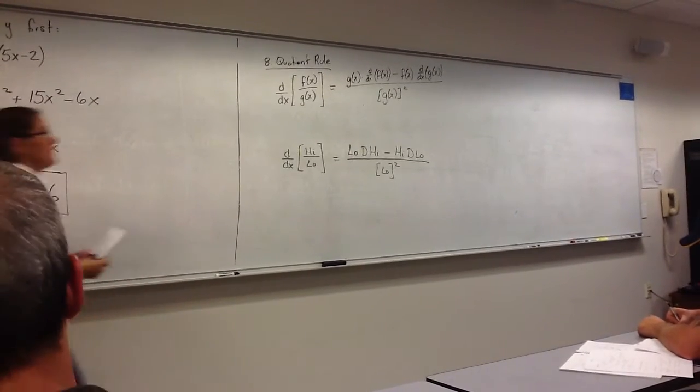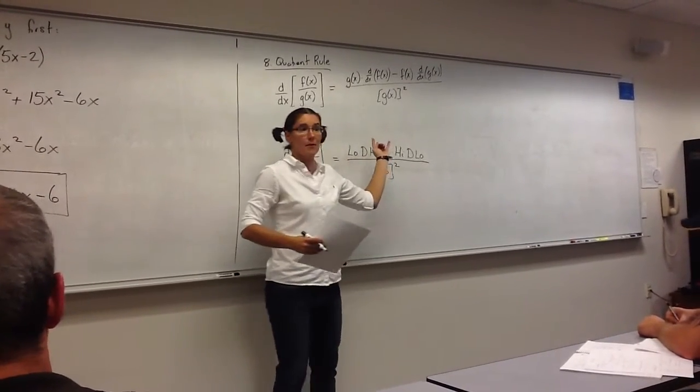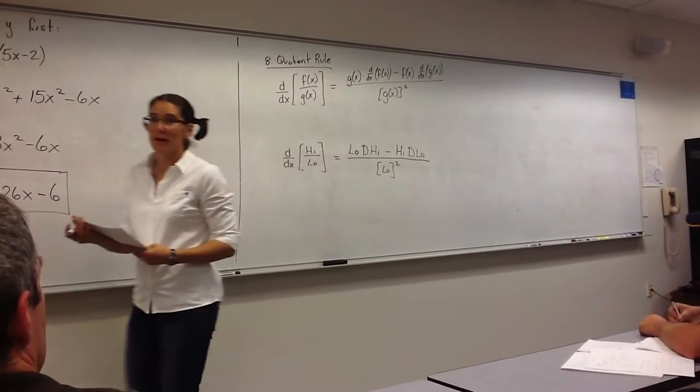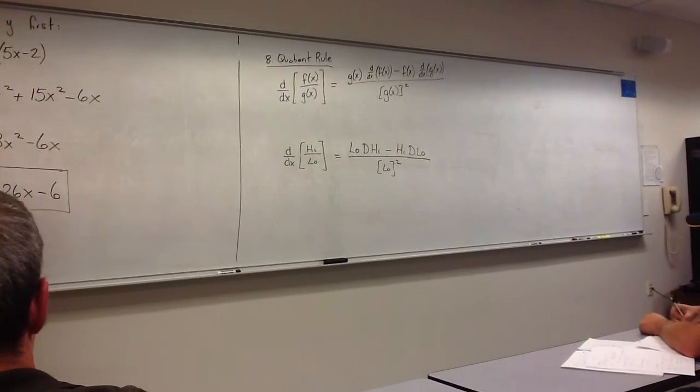And it doesn't rhyme if you mix up the two terms on the top. Okay? Low d high minus high d low, draw the line and square below.